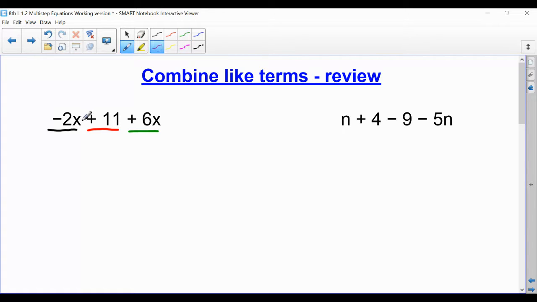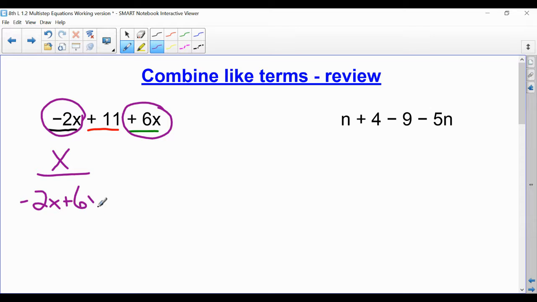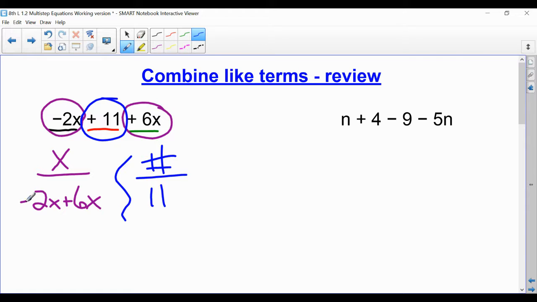So in this problem here, I have a negative 2x here, and I have a 6x. So I have x's, negative 2x and a 6x. And then I have a positive 11 left, so I have numbers. And then I can combine things that are in each group. So negative 2x plus 6x. Well, if we look at the numbers, we have negative 2 plus 6. Different signs, find the difference. So I'm left with 4x, and it's positive because the answer gets the sign of the larger number.